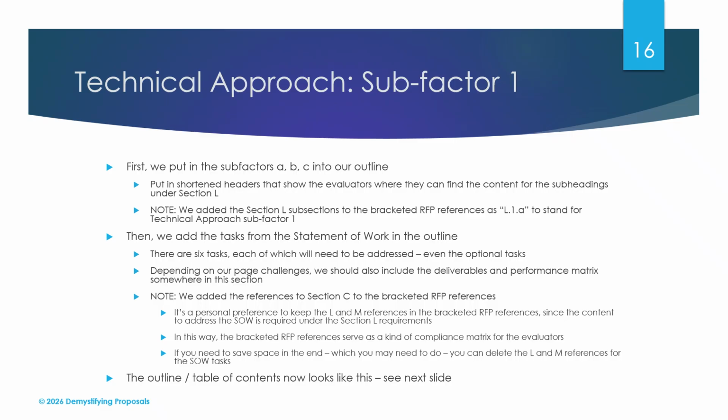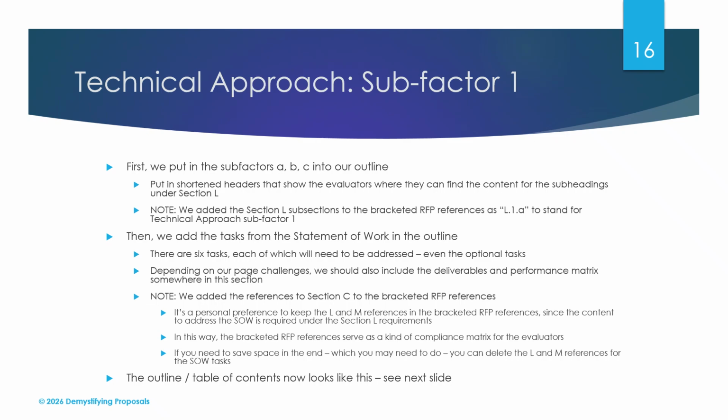Then we add the tasks from the statement of work in the outline. There are 6 tasks, each of which needs to be addressed, even though 2 of them are listed as optional tasks. Depending on our page challenges, we should also include the deliverables and the performance matrix somewhere in this section. You need to at least talk about those things and acknowledge that you saw them in the statement of work, and then maybe a quick reference to how you're going to do them, or some nominal language, but you definitely need to talk about them somewhere.